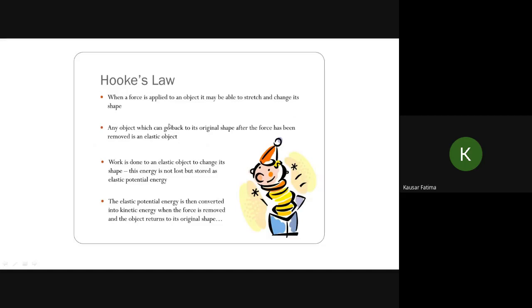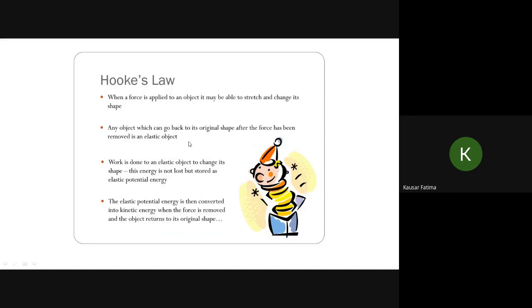Here is a summary of Hooke's law and some new points. When a force is applied to an object, it may stretch and change its shape. Any object which can go back to its original shape after the force has been removed is an elastic object. It means the force is within the elastic limit of that object. When we stretch something by force, work is done, and that work appears in the form of elastic potential energy. The spring stores elastic potential energy in it.